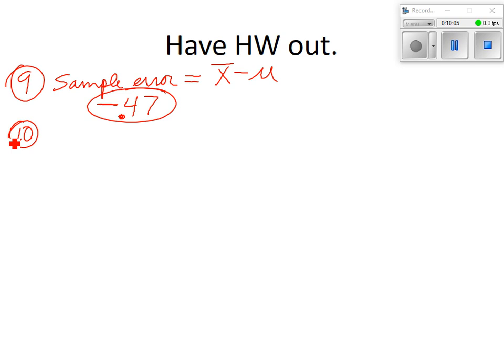Number 10, same thing, right? What's x bar for number 10? 9.5. What's mu? 8.76. What's that give us? 0.74. Everybody agree with that? Number 11. Let's see, what are we subtracting on 11? x bar is 26.43, mu is 24.67, what's that give us? 1.76. Everybody agree with Sean, 1.76?